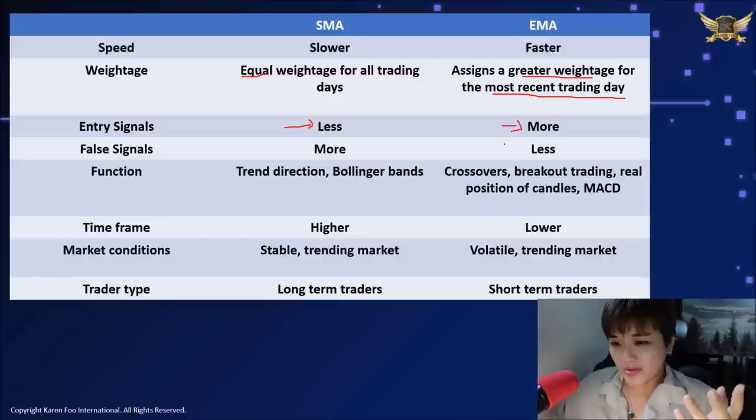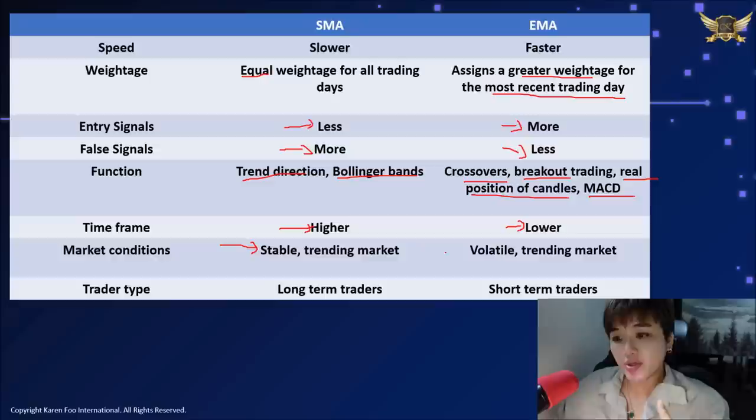Function: SMA can be used for determining the trend direction, and is used in Bollinger Bands and other indicators. EMA is used in MACD, crossovers, breakout trading, to determine the real position of candles. Okay? SMA is used for higher time frames, EMA is used for lower time frames. Market conditions: SMA is more suitable for a stable trending market, whereas EMA can be used for a trending market as well, right? But it can be used also for volatile markets. Trader types: SMA, long-term traders, position traders, swing traders. EMA, short-term traders like day traders.